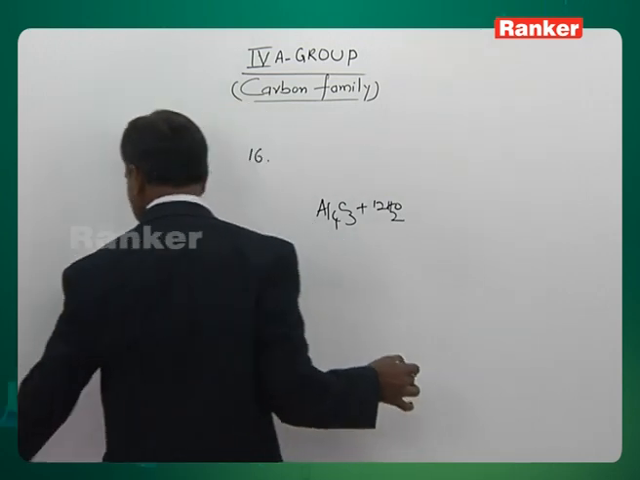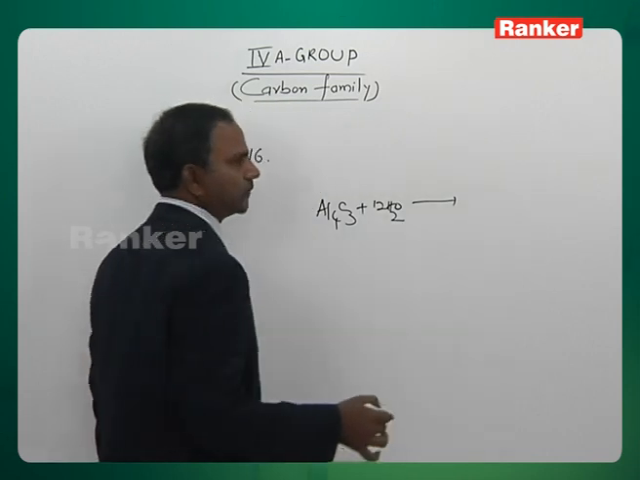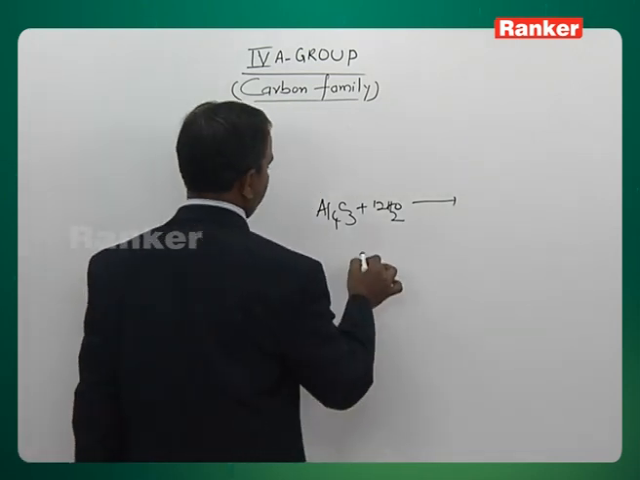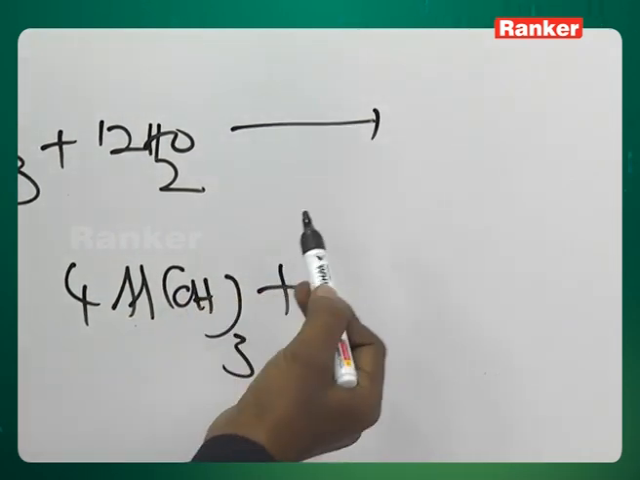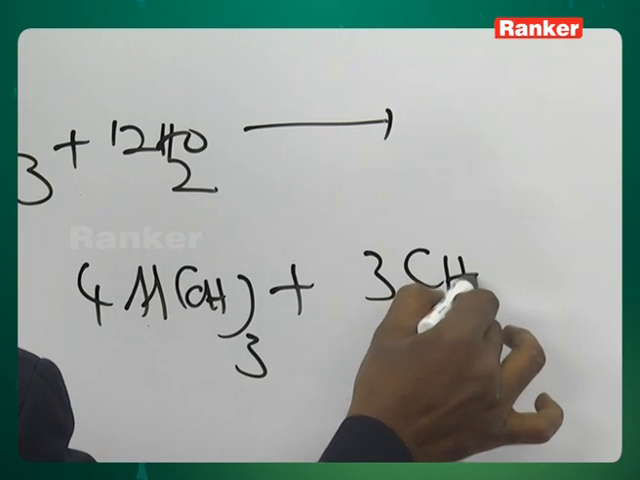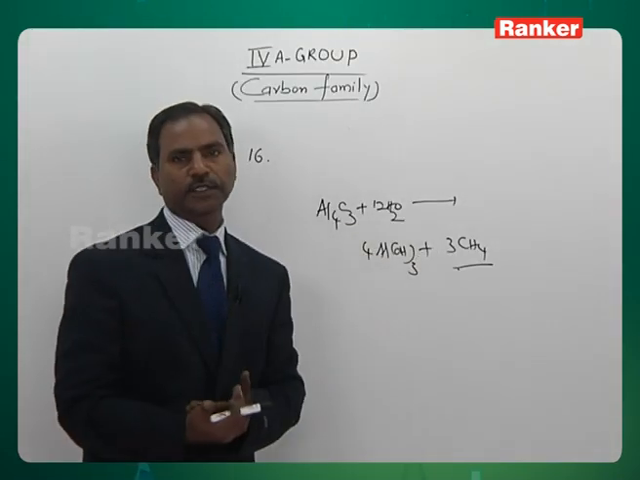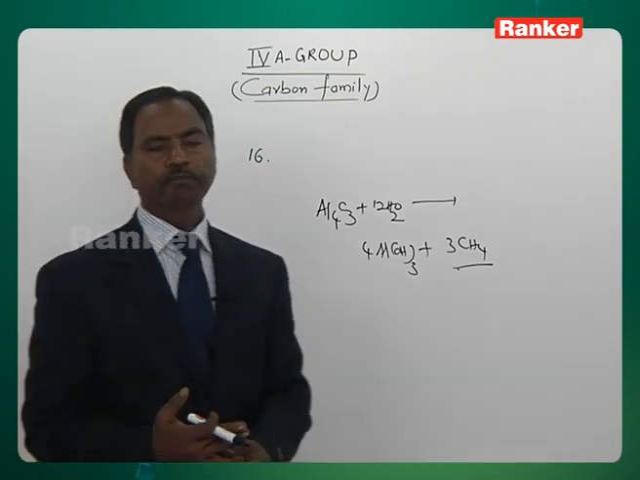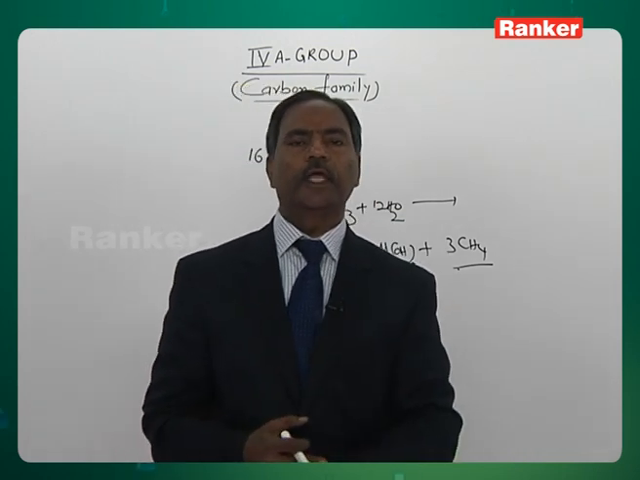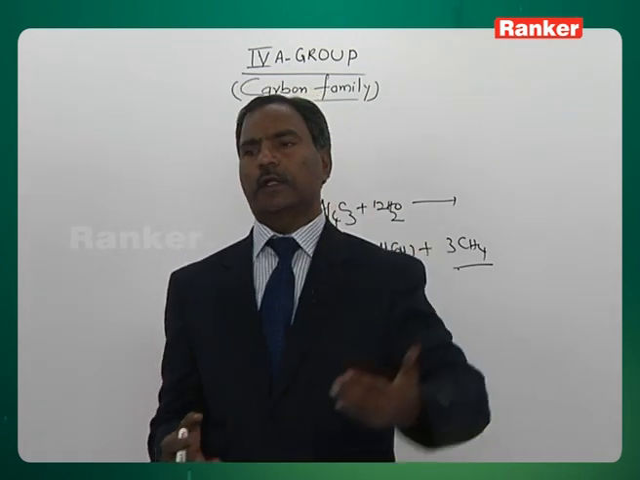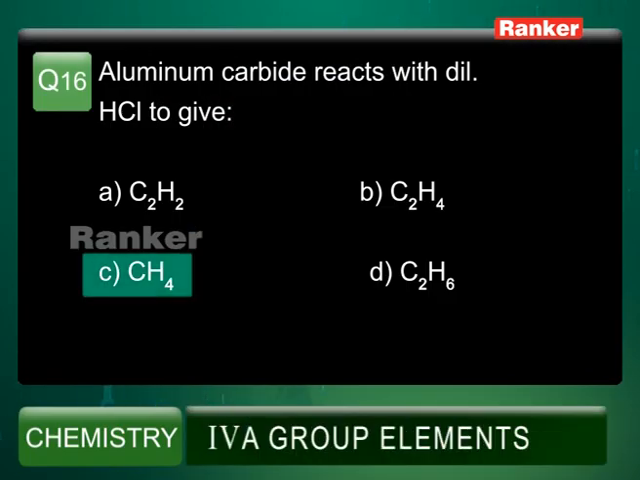Dilute HCl is given, therefore water will be there, undergoing hydrolysis, producing 4Al(OH)3 plus 3CH4. So with water involved in the acid hydrolysis, you are getting methane gas. Therefore, aluminum carbide on hydrolysis produces methane, and aluminum carbide is also called a methanide as it produces methane gas. Question number 16, answer is C.